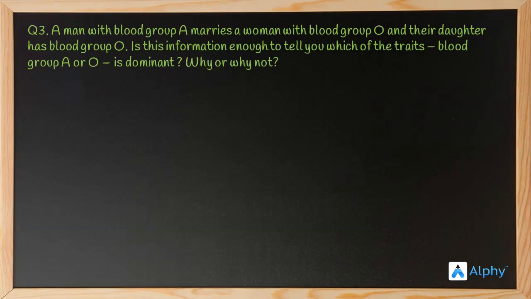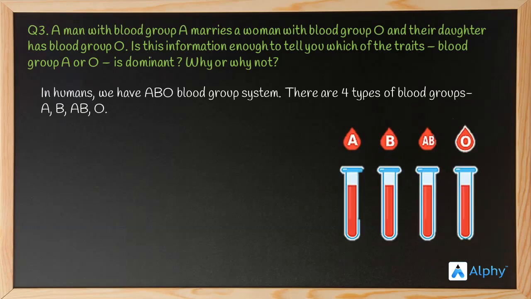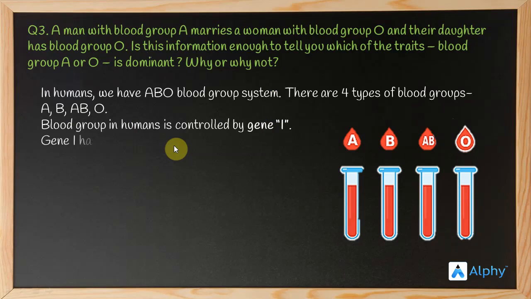on the blood grouping system in humans. So in humans, we have the ABO type blood group system, and there are four types of blood groups, which are A, B, AB and O. In humans, the blood group is controlled by gene I. This gene I controls the formation of blood group in humans, and the gene I has three alleles, which are IA, IB and IO.